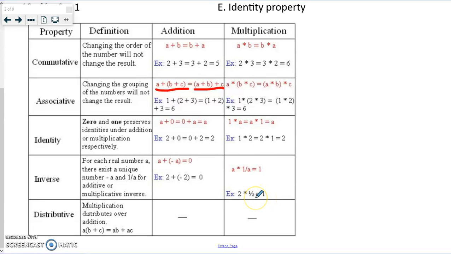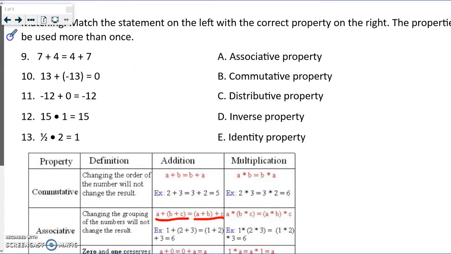And then we have distributive. I think everyone should be familiar with distributive because we use it pretty frequently when we use the distributive property and evaluate something. Distributive is the only one of the ones here that has both multiplication and addition. So that's how you can tell distributive property.